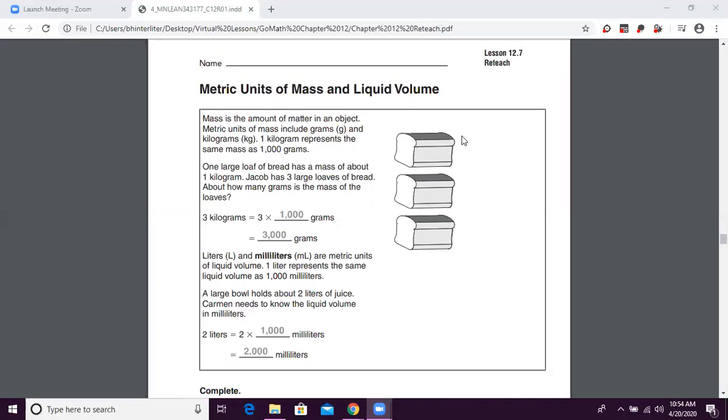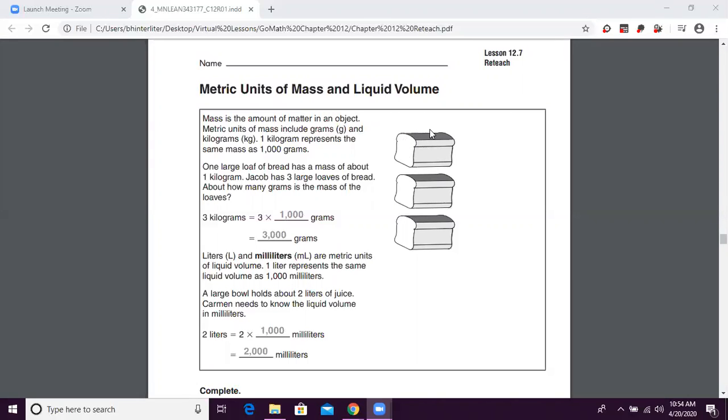So if I had 1,000 grams in my right hand and I wanted it to be equal in my left hand, I would have 1 kilogram. Think about a balancing scale. 1 kilogram would balance the scale if there were 1,000 grams on the other side. Those are equivalent. 1 large loaf of bread has a mass of about 1 kilogram. So this loaf of bread right here is about a kilogram.